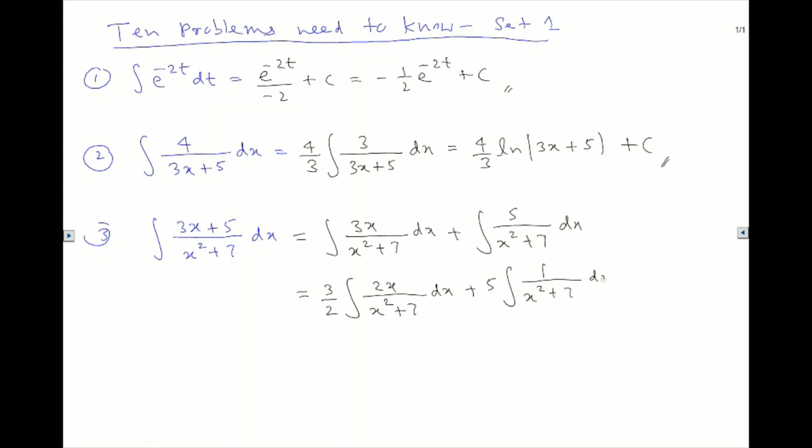So that means your answer is simply 3/2 natural log. This is always positive, so we don't need the absolute value sign here. And then here you can see that this is tan inverse. A is square root 7, so we're going to divide by square root 7, and this is going to be tan inverse x over square root 7 plus c. Okay, so number 4. So let's do number 4.